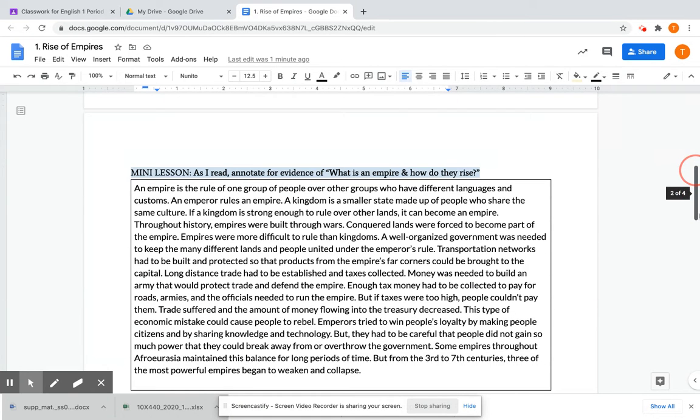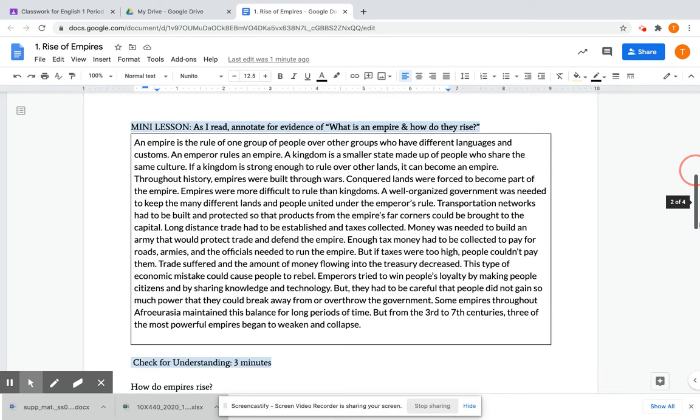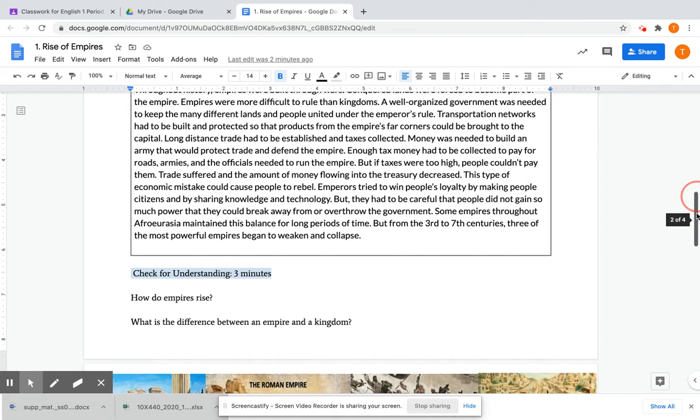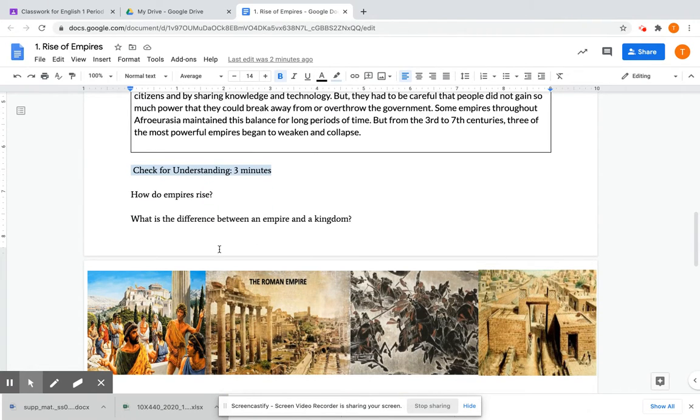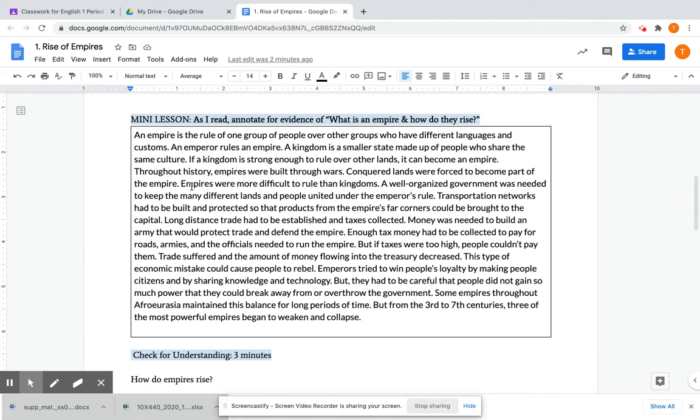After your do now comes the mini lesson, where I am going to read you a bit of information about empires and kingdoms and how empires rise. As I am reading, you are going to annotate for evidence of what is an empire and how do they rise. Because at the end of the reading, I'm going to check for your understanding with these two questions. How do empires rise? And what is the difference between an empire and a kingdom? You'll get all of that information from this mini lesson as I'm reading. So that is why it's very important for you to annotate as I am reading for evidence of what is an empire and how do they rise.